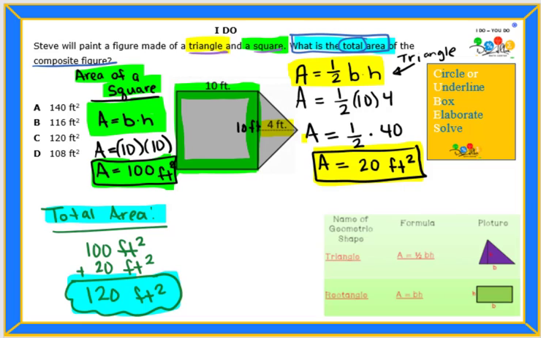So once again, remember, when we have a composite figure, we had to find the area of each simple shape. Once we found the area of each simple shape, we were able to combine them and find the sum to get the total area of 120 squared feet. Our correct answer is C, 120 squared feet.